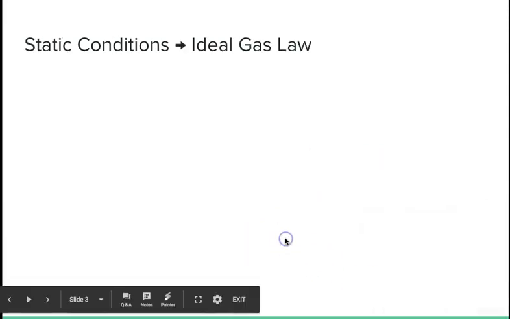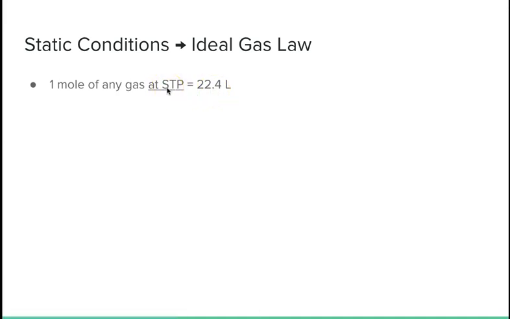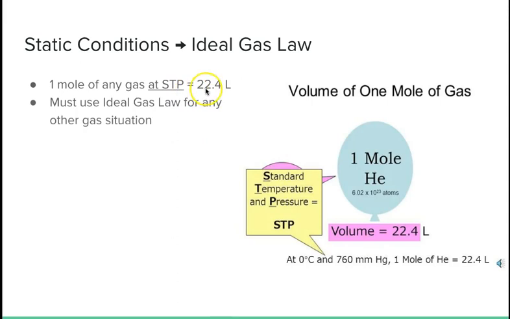All right, let's look first at static conditions. That means that nothing's changing. We're not changing any pressures or any temperatures or anything like that. This is where we're going to use the ideal gas law. And this is a conversion that you've seen before, 22.4 liters per mole, and that's only at STP. Really emphasize this. Only at standard temperature and pressure is 1 mole equal to 22.4.